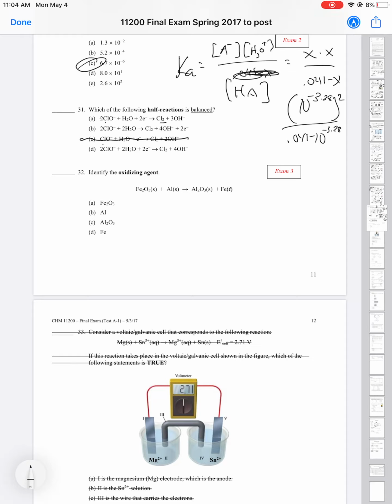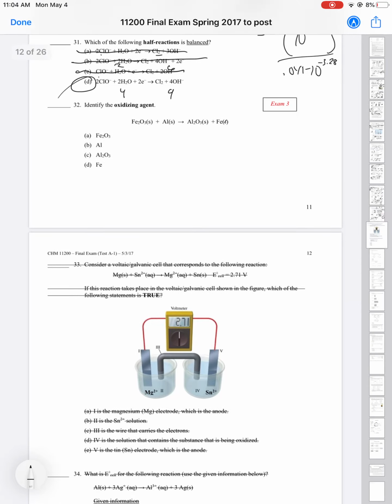Hydrogens: 2, then 3, that's not going to work. 4 and 4, 4 and 4. Okay, and then we check charges last. So this has 2 times negative 1, which is negative 2. Then 4 times negative 1 plus 2. So that's negative 2 versus 6 negative charges. That's not going to work. And we have 4 versus 4 here, and that works. So our answer is D.